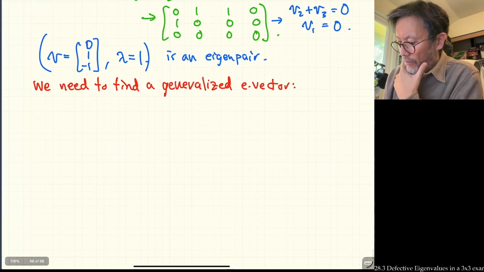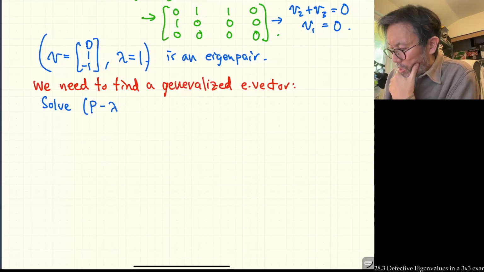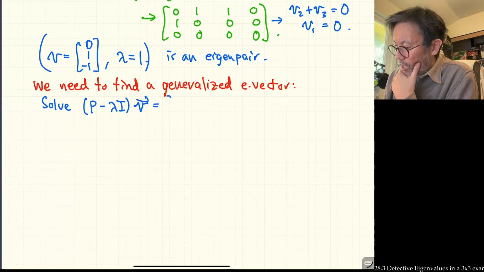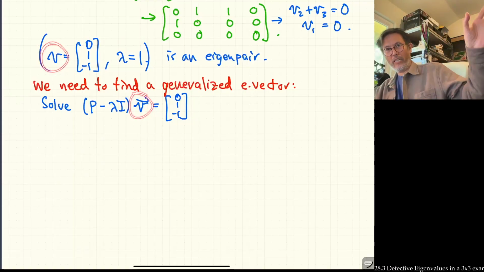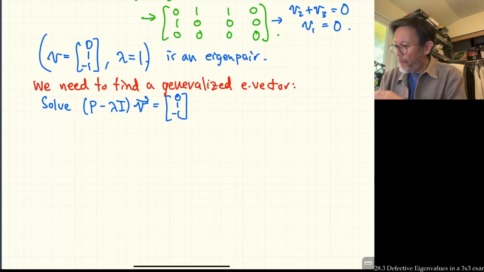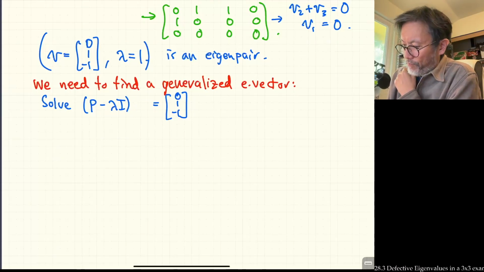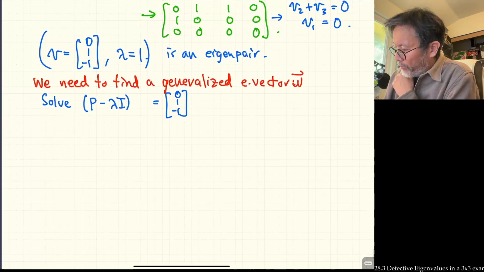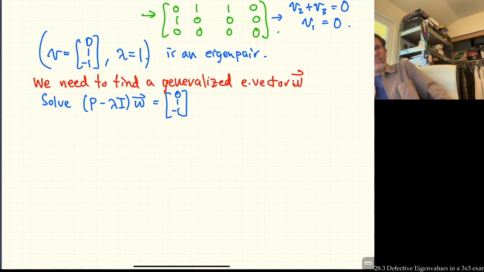So we want to solve (P minus lambda times the identity) times V is equal to our eigenvector. In this case, that's 0, 1, negative 1. This V here is not the same as that V there. I'm resetting on V, so maybe I'll call it W, the generalized eigenvector W. I want to solve this equation.